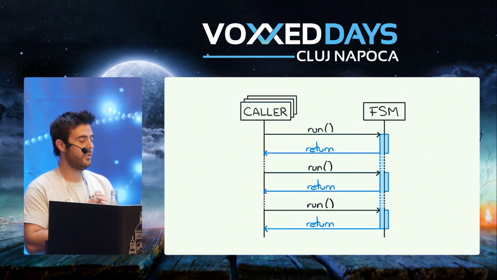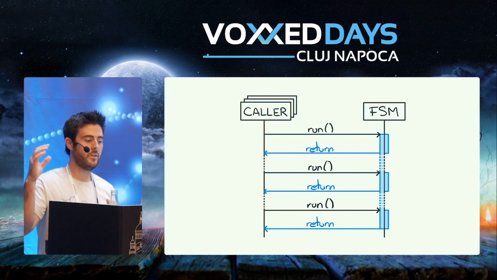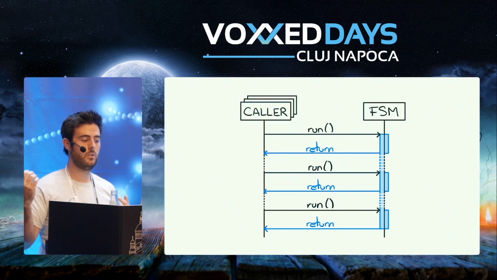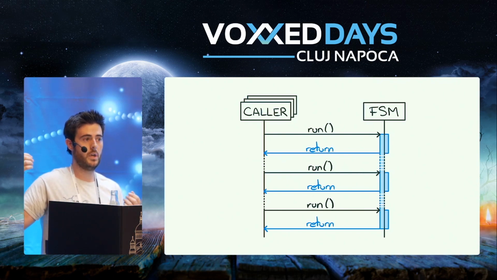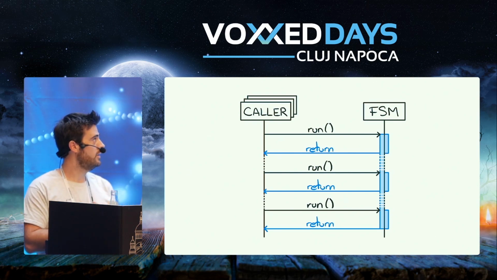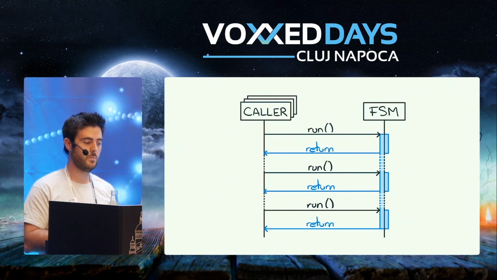A state machine functions more or less the same way that I've shown before. You have a caller which calls a method on the state machine. The state machine executes instructions, flips its state, and returns control back to the caller so it can do anything it wants. If it wants, it can call the run method again. The finite state machine will execute the block of code related to its updated state, then flip its state again and return, until it reaches the final state.